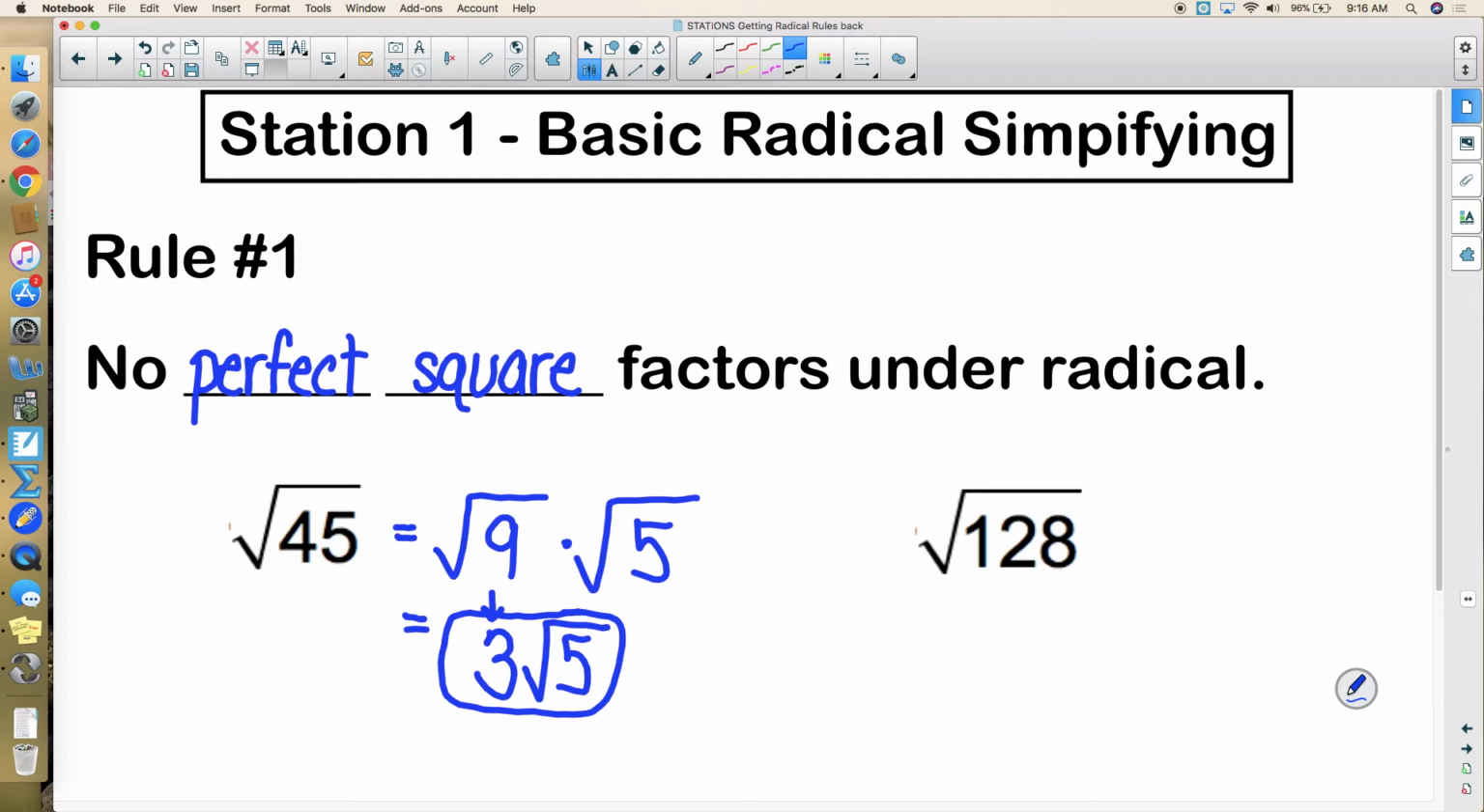You're going to try the next one on your own. You're going to pause the video and only come back once you have it as simplified as you think it can get. So pause right now.